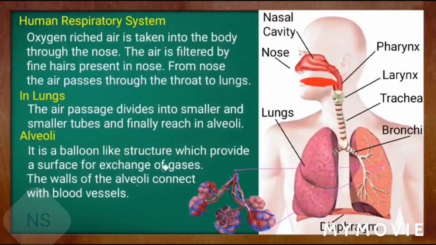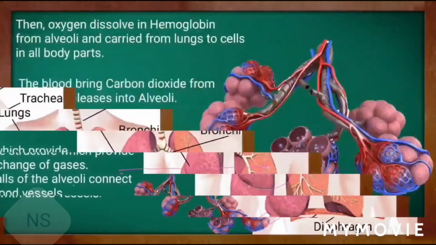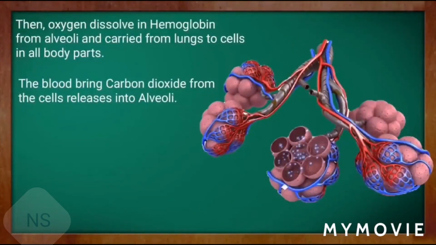Hey students, what are alveoli? Alveoli are balloon-like structures which provide a surface area for exchange of gases. The walls of the alveoli have a rich supply of blood vessels, and as these alveoli are in contact with the blood vessels, exchange of gases, that is oxygen and carbon dioxide, between blood and alveoli takes place by a simple process called diffusion.